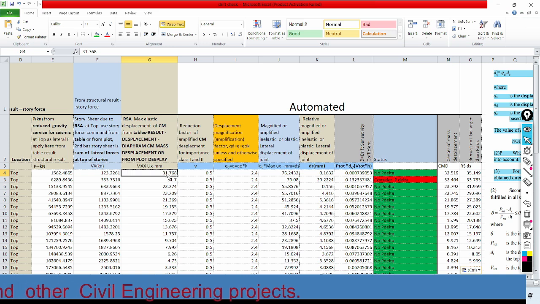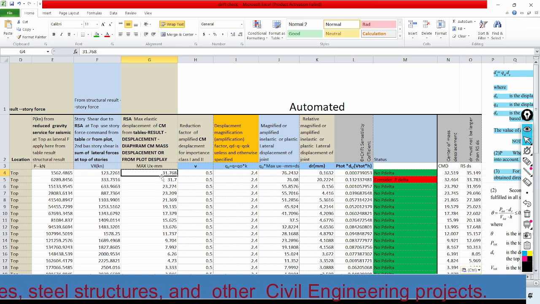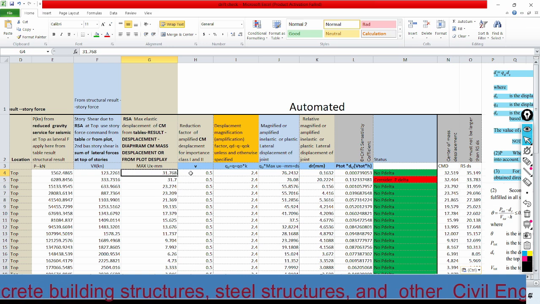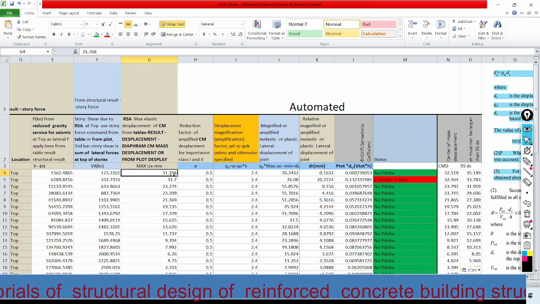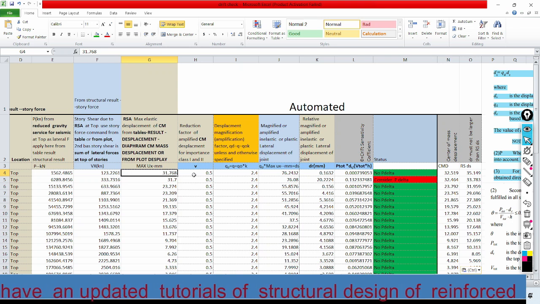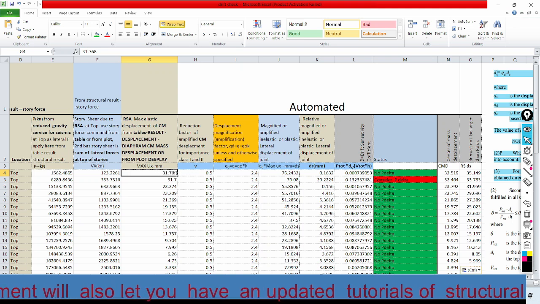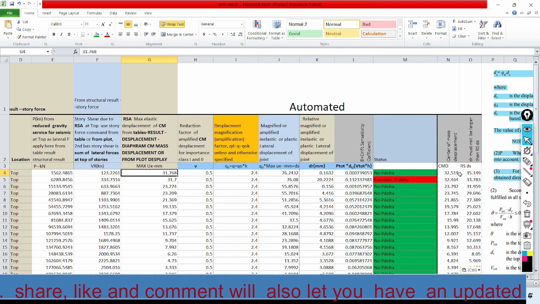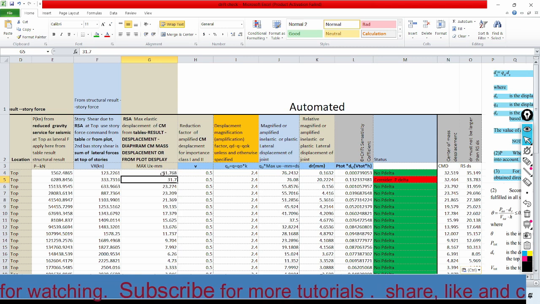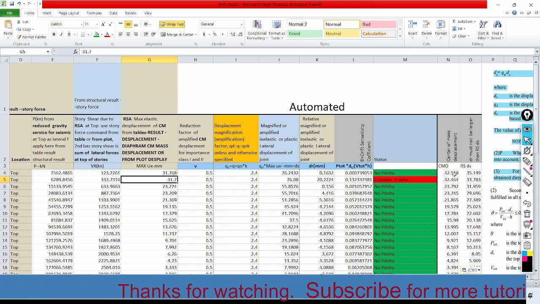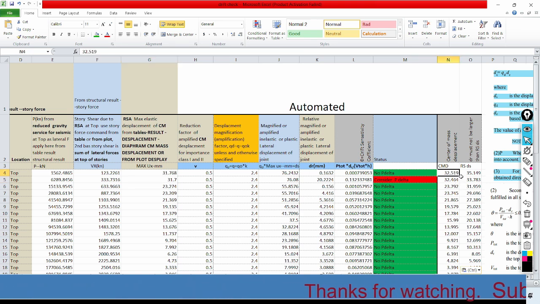And this one is the lateral displacements of the center of mass before considering P delta. That means excluding the effect of P delta. Here, if we compare the lateral displacement of center of mass before and after considering the P delta, this one is 31.768, and this one is 32.519.